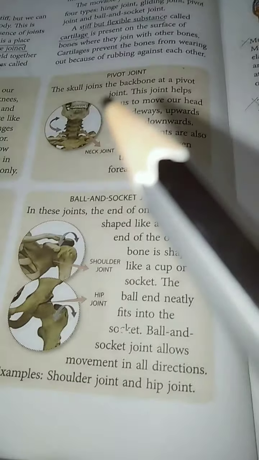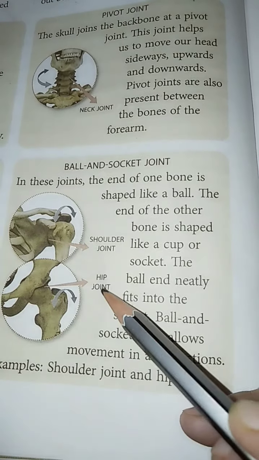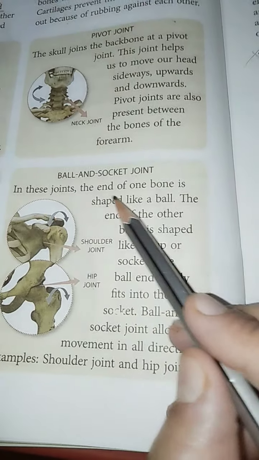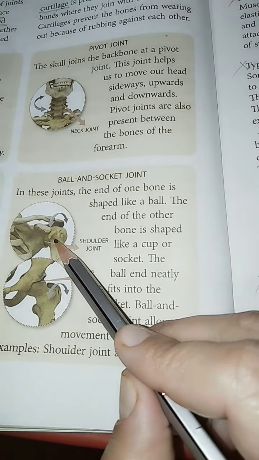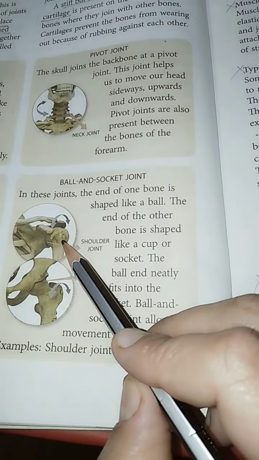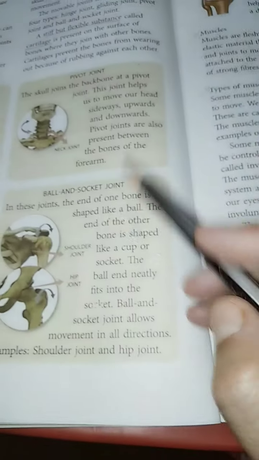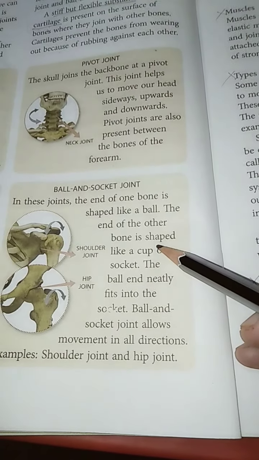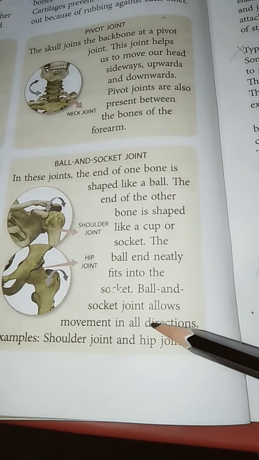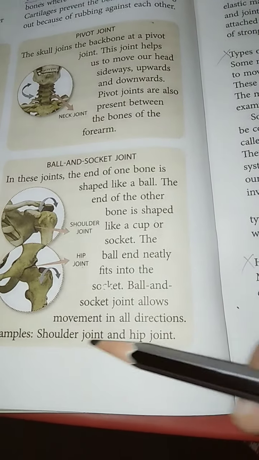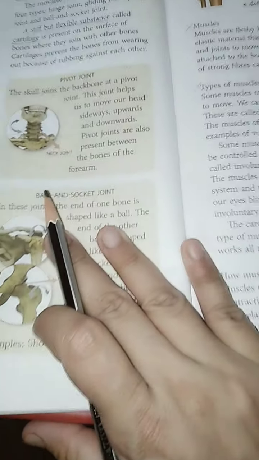Now ball and socket joint. Ball and socket joint is there in the shoulder joint and the hip joint. In these joints, the end of one bone is shaped like a ball. Here one bone is ended like a ball, and one bone is having a socket type structure. The ball end neatly fits into the socket. Ball and socket joint allows movement in all directions. Shoulder and hip joint is the example of this ball and socket joint.